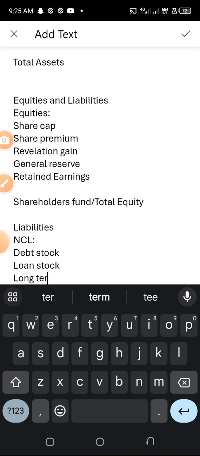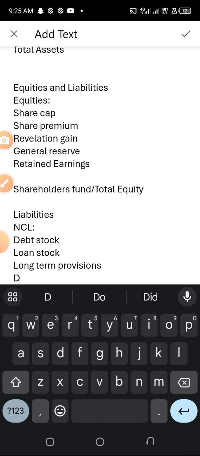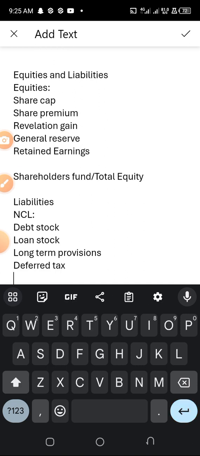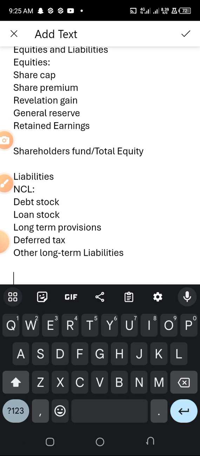Then you have what we call the long-term provisions, which also come under this place. Then you have deferred tax, that is deferred tax that is more than 1 year. Then you have other long-term liabilities, which also fall under this one.